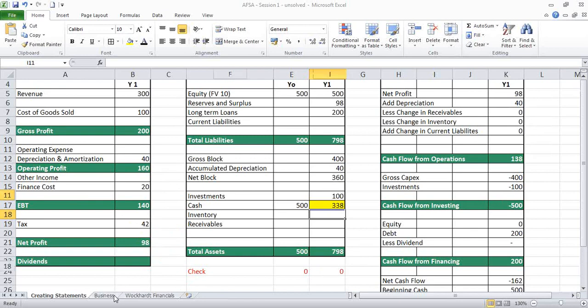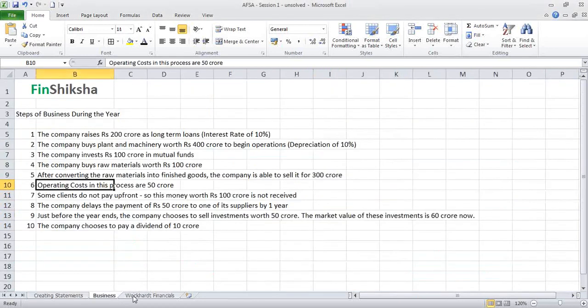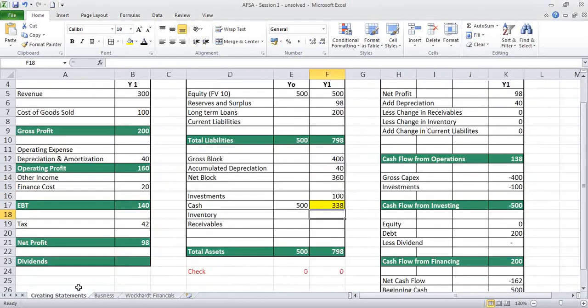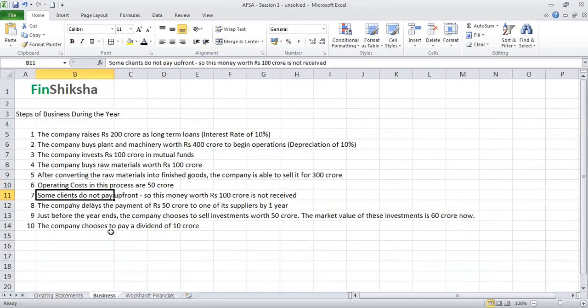Correct? Next, we quickly move on. Operating costs in this process are 50 crore. Just put in 50 crore in the operating expense number. You put in 50 crore there, the balance sheet stays balanced. No problem, transaction recorded correctly. Profit goes down a bit, tax goes down a bit. Correct? Next, some clients do not pay upfront, so this money worth 100 crore is not received.